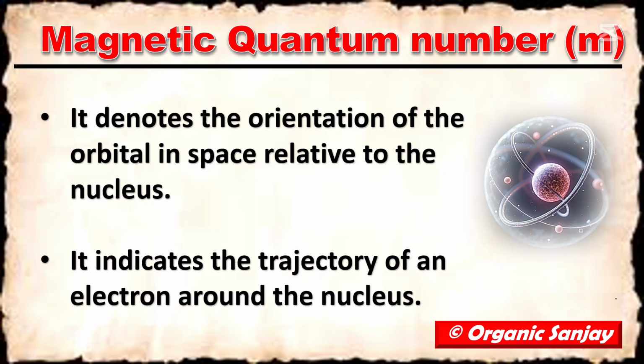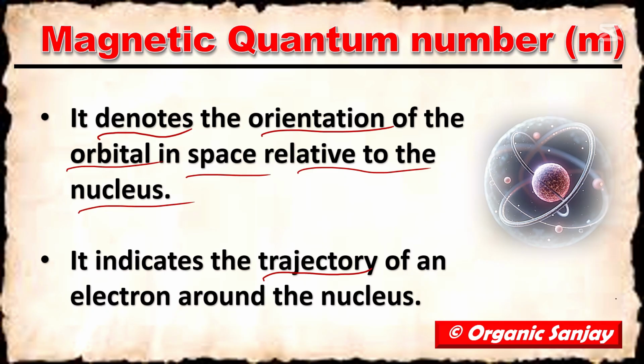Magnetic quantum number. The magnetic quantum number denotes the orientation of the orbital in space relative to the nucleus. In simple words, it represents whether the orbital is along the x-axis, y-axis or z-axis. In which direction relative to the nucleus the electron is moving, that particular trajectory is indicated by the magnetic quantum number.